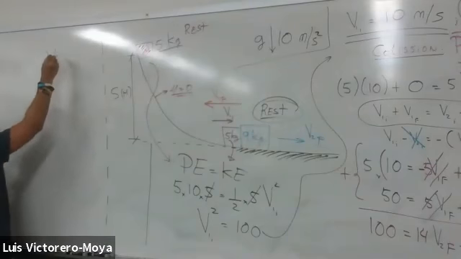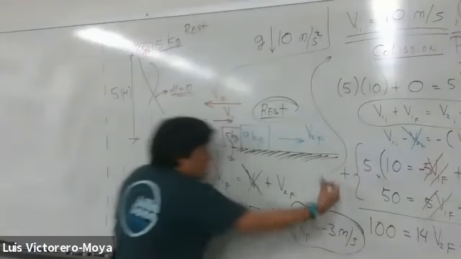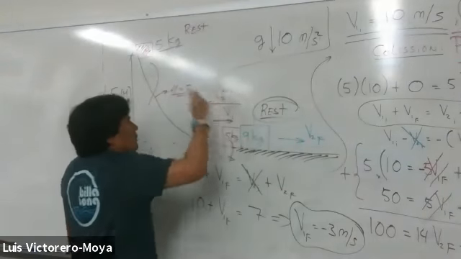B1 initial plus B1 final equals B2 initial plus B2 final. B2 initial is 0. This is 10 plus B1 final equals 7. Therefore, B1 final is equal to negative 3 meters per second. What's the meaning of that negative? It means that it's going to the left, and that checks.